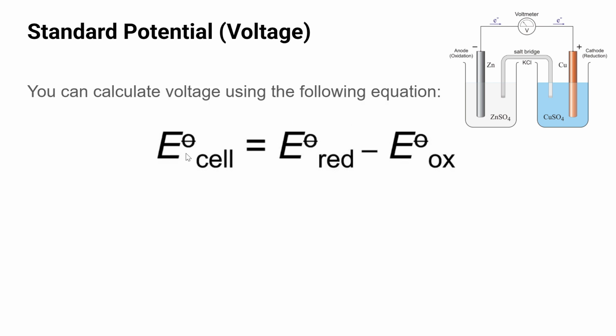You can calculate voltage with this equation. The voltage, the standard potential. You're going to see this word, standard potential. It's not scary. It just means voltage, and they want you to be able to go, okay, the voltage of the cell is equal to whatever is being reduced, which in this case, the cathode, copper, minus the standard potential of zinc.